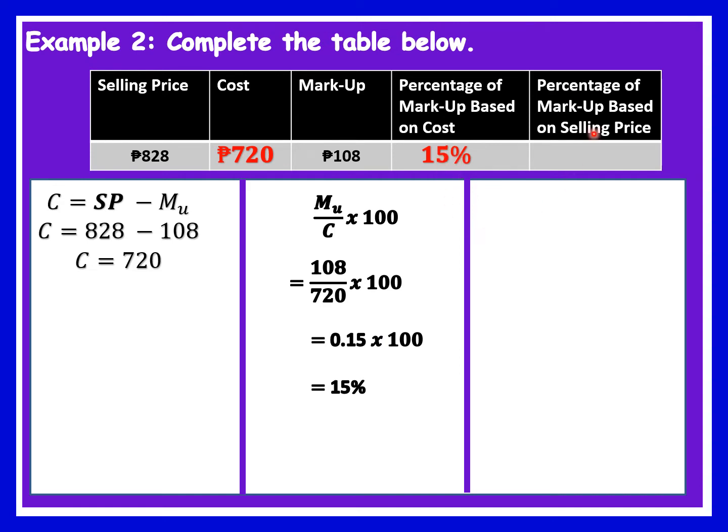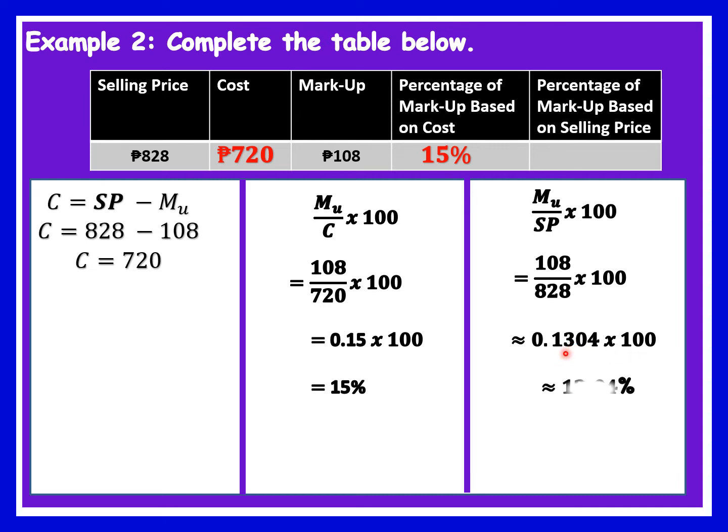Next, let us go to the percentage of markup based on selling price. So we have markup over SP times 100. So our markup is 108, our SP is 828 based on the given. Then divide these two numbers. That will be almost equal to 0.1304 times 100. So that will be almost equal to 13.04%. And this is 13.04%.